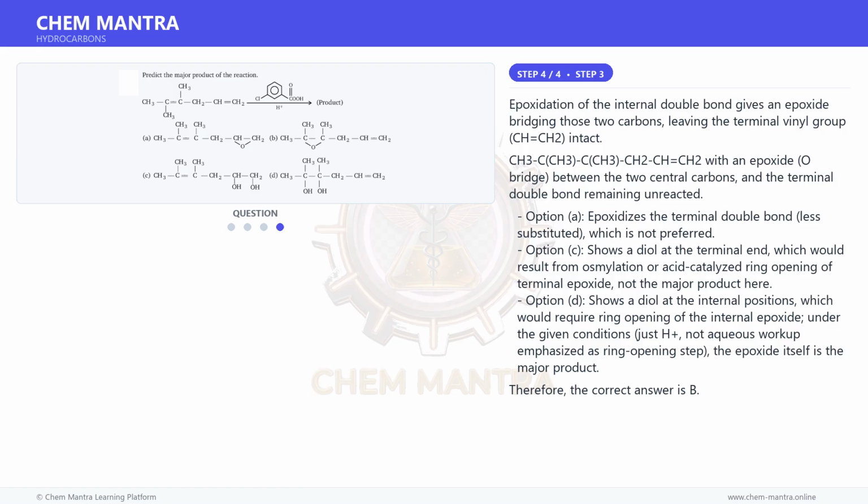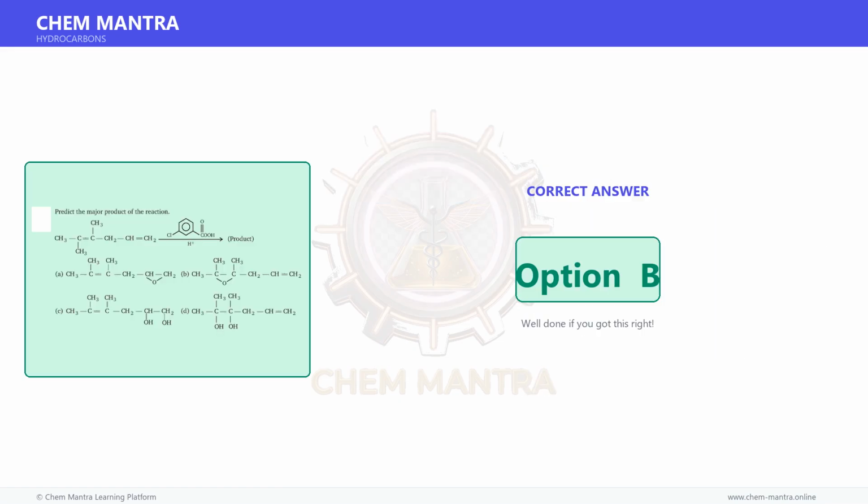Option D shows a diol at the internal positions, which would require ring opening of the internal epoxide under the given conditions, just H+, not an aqueous workup emphasized as a ring opening step. The epoxide itself is the major product. Therefore, the correct answer is option B.